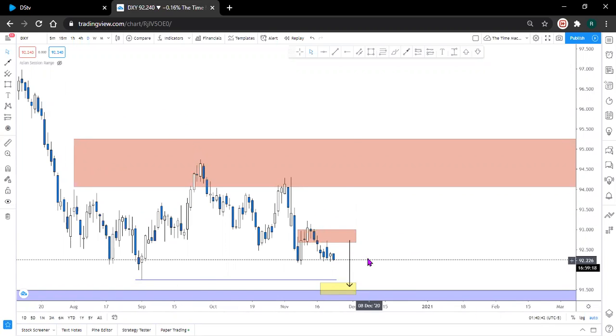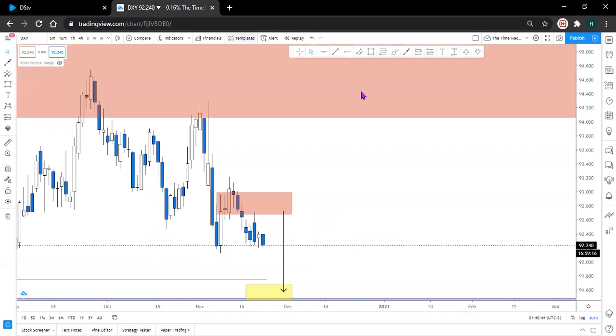So looking at the dollar index, I have been speaking about, let me just grab my annotator, I have been speaking about this low in here, right? And as you can see, price is still gravitating towards this low in here.